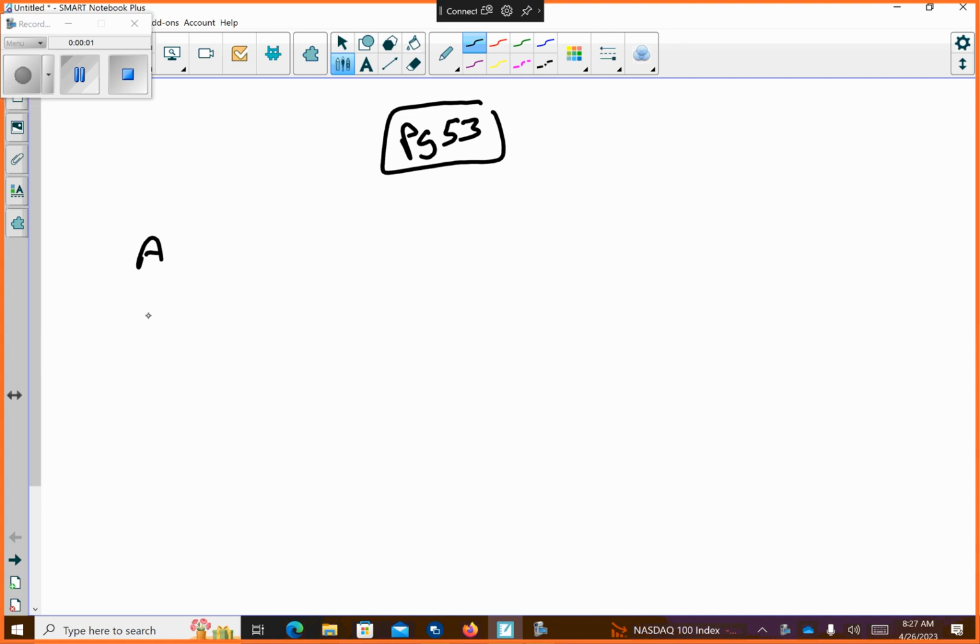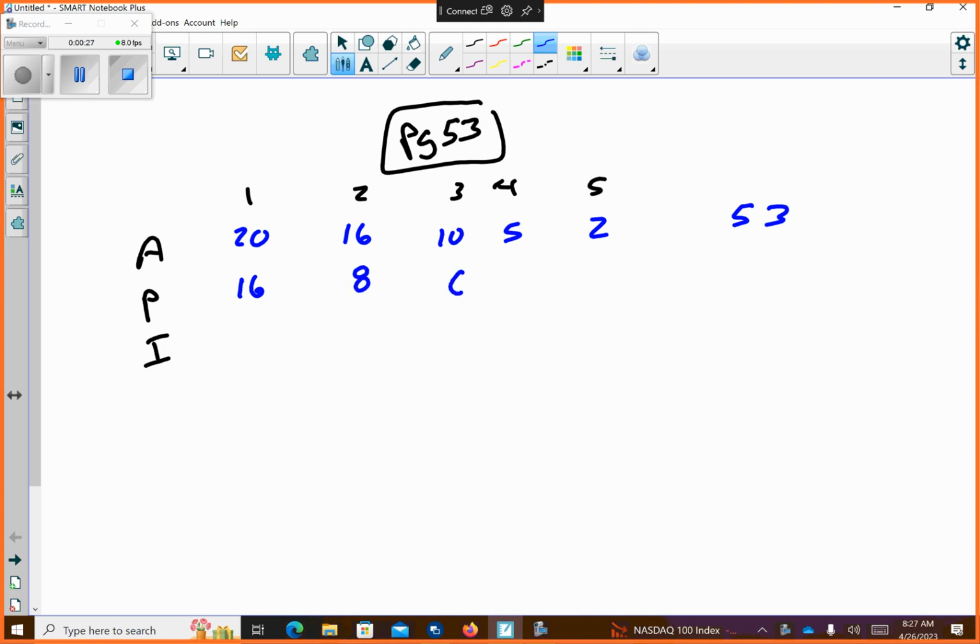Pacific and Indian Oceans. And you have category 1, 2, 3, 4, and 5. And then you have 20, 16, 10, 5, 2, and there's 53 over here. I have 16, 8, 6, 5, and 4. And there's 39 of them over here.